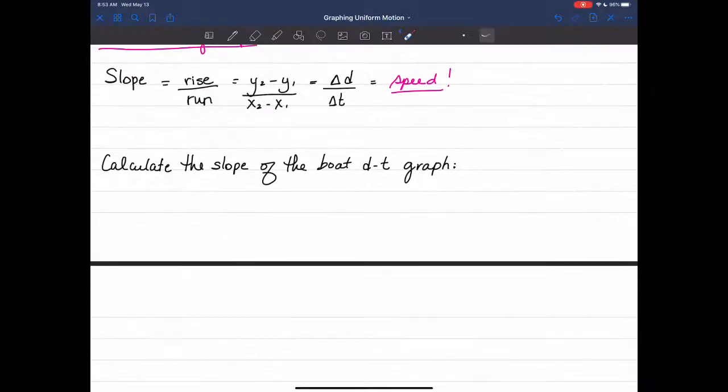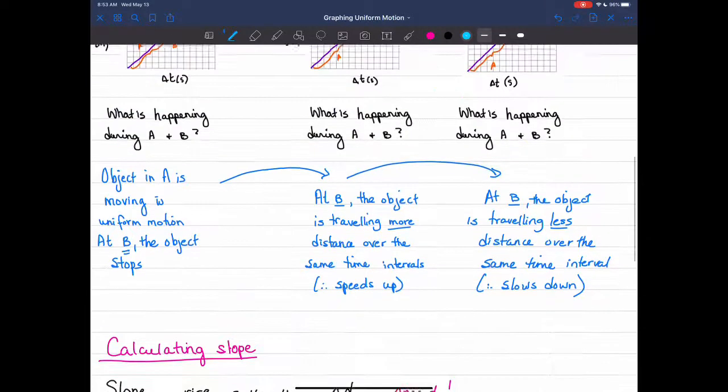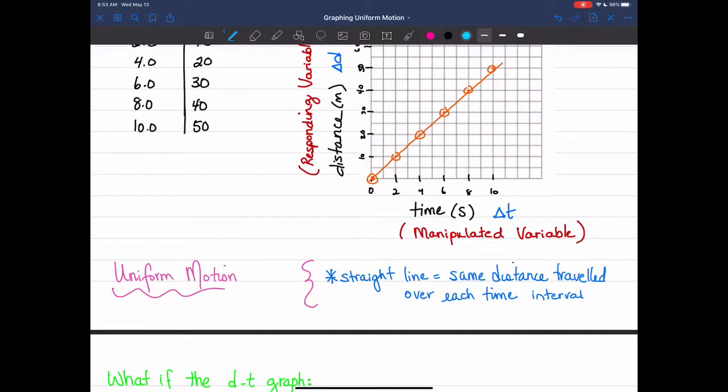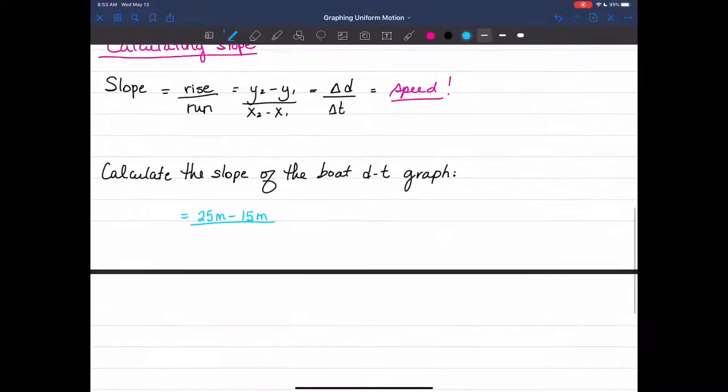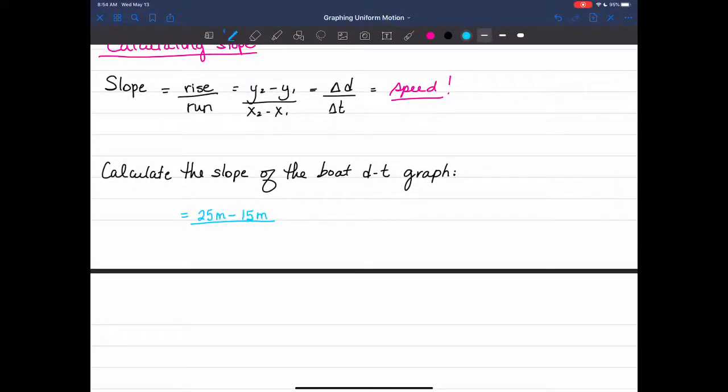Okay. So 25 meters and 15 meters. And then my x, so at 25 meters, I'm looking at 5 seconds. And at 15 meters, I'm looking at 3 seconds for time. So right here, these two, 5 and 3. So I'm going to put on there 5 seconds minus 3 seconds, okay?